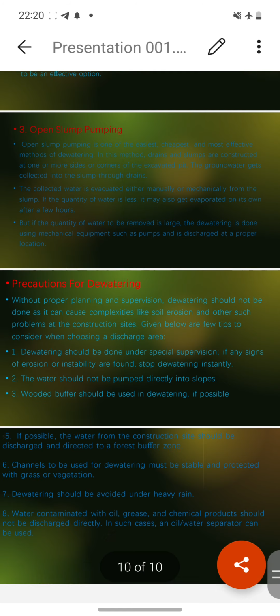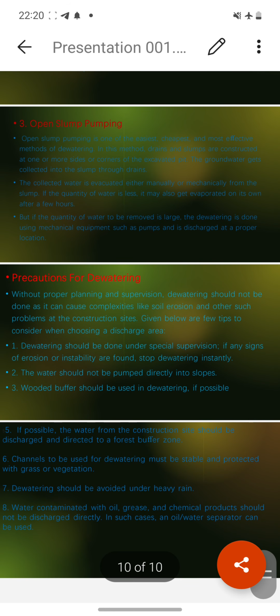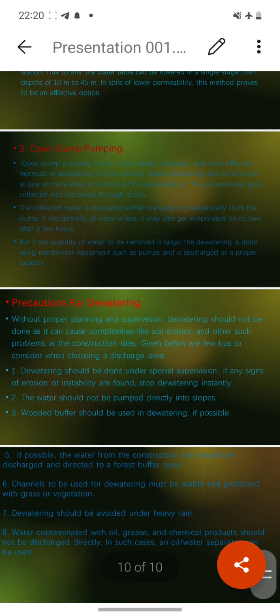Water contaminated with oil, grease, and chemical products should not be discharged directly. In such cases, an oil-water separator can be used. That is about the details of dewatering.